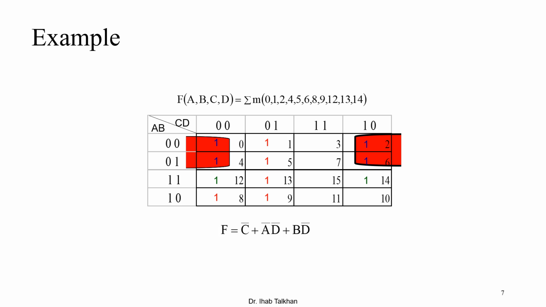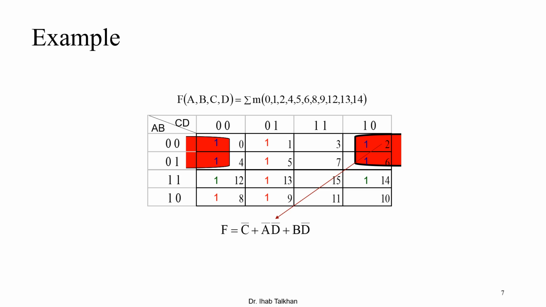For A, you can see A equals 0 in both, which means A is not changing value, so you have A bar for this group. B is changing value, so you have to ignore B. For C, you have C equals 0 and 1, which means that C is changing value. For D, you have D equals 0 and 0, which means you have here D bar. So the value of this group is A bar D bar. This is the first group we got from the K-map.